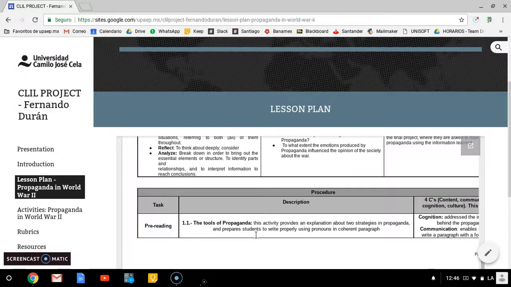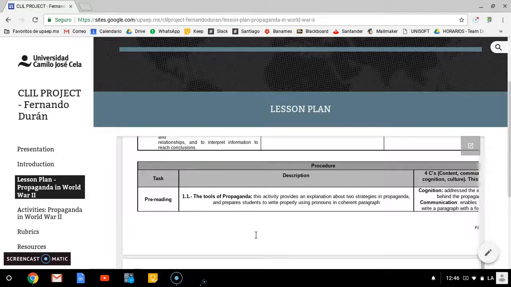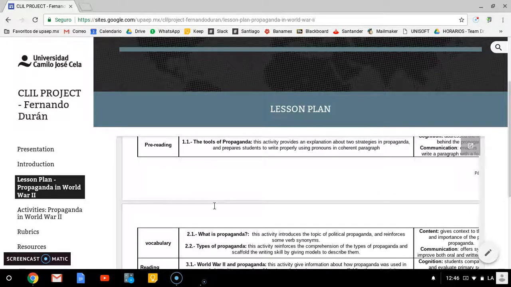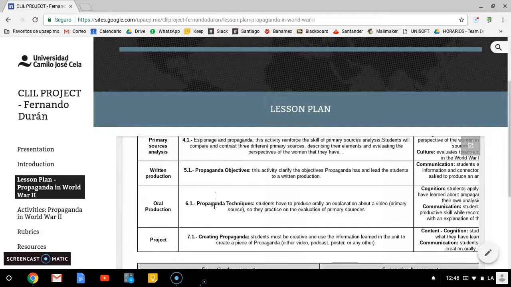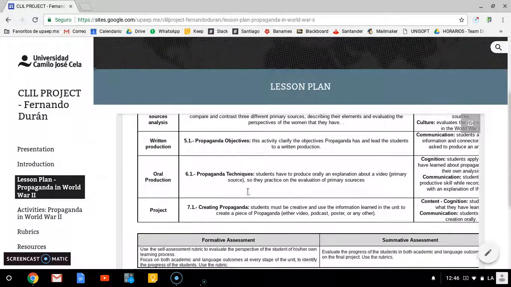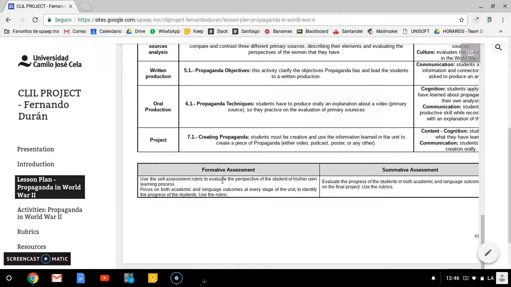And then we have all the description of the 7 stages in the activities: pre-reading, vocabulary reading, primary sources, written production, and project. I will explain this in depth in a second. And at the end, we have formative assessment and summative assessment, and we have rubrics for those right here in another link. Let's see the activities.